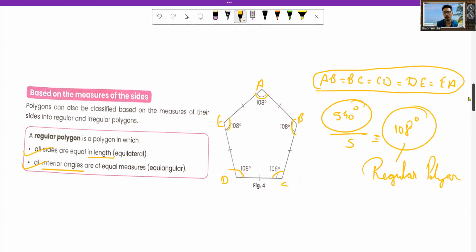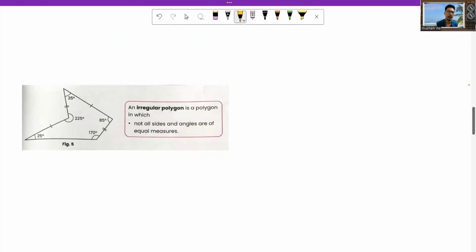Similarly, if you talk about an irregular polygon, when the sides are not equal or the angles of the polygon are not equal, then this will be my irregular polygon. Okay, so look at this. Now let's draw another example.